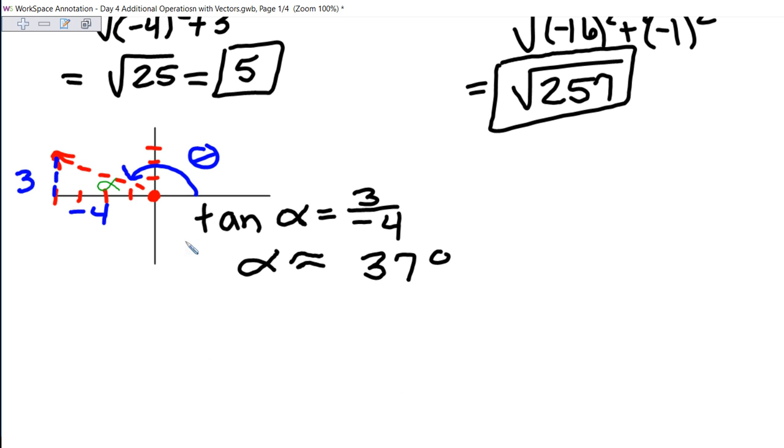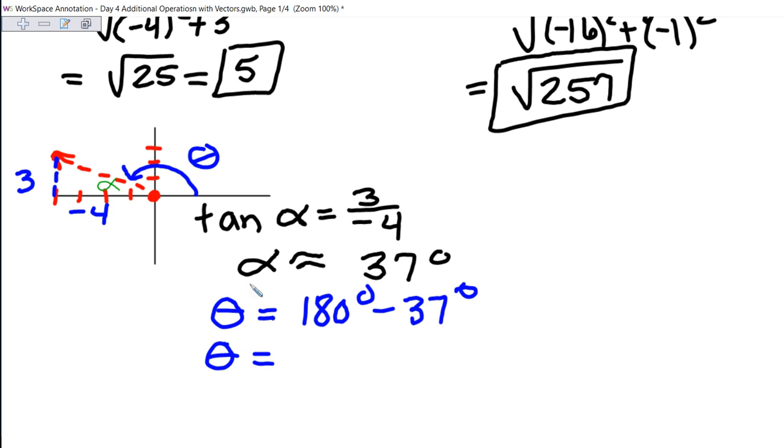Yeah, it's a linear pair, so theta is 180 degrees minus 37 degrees. So that means theta is 143 degrees. So there's our direction. And for the direction, we're just looking for the angle in standard position. Okay, now we have to do the same thing for vector v.